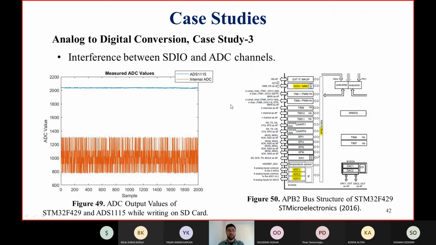And the manufacturer of the microcontroller also says that the CPU activity must be minimized during the analog digital conversion to overcome these noise issues. And I think that the error may be caused by the same peripheral bus, because SDIO and analog digital converters use the same APB line. There may also be lots of other affecting issues, but I think that some of the reason may be this.